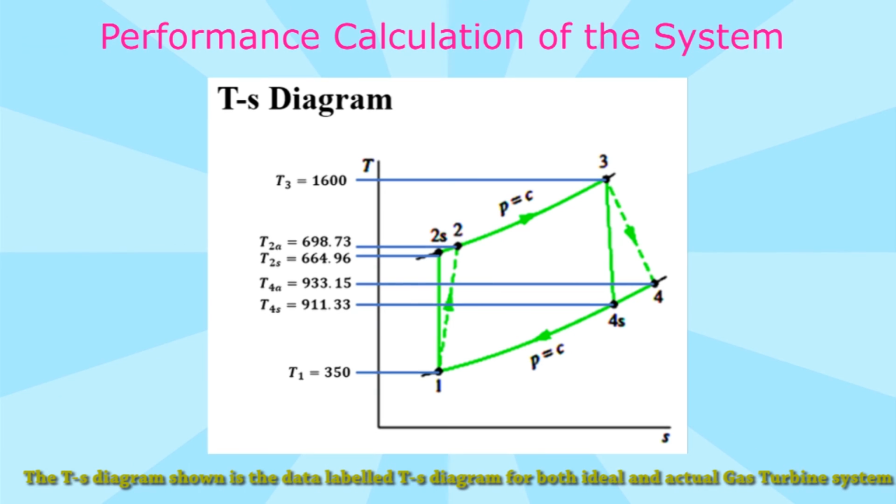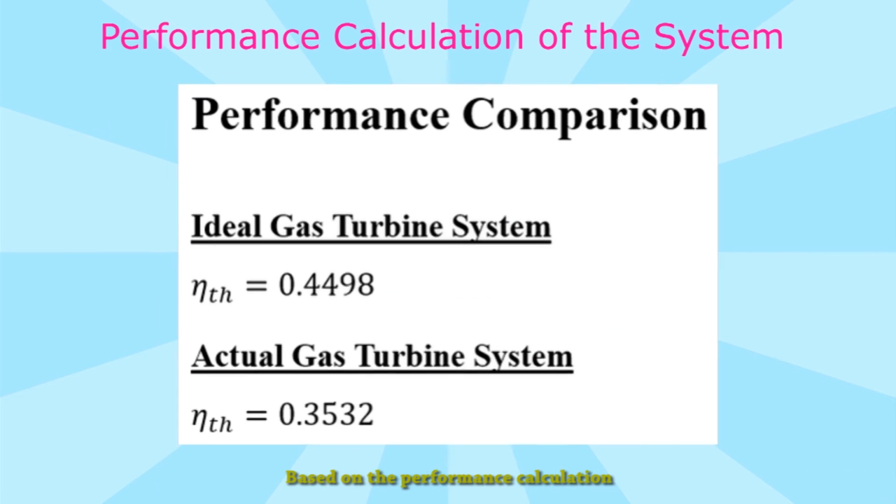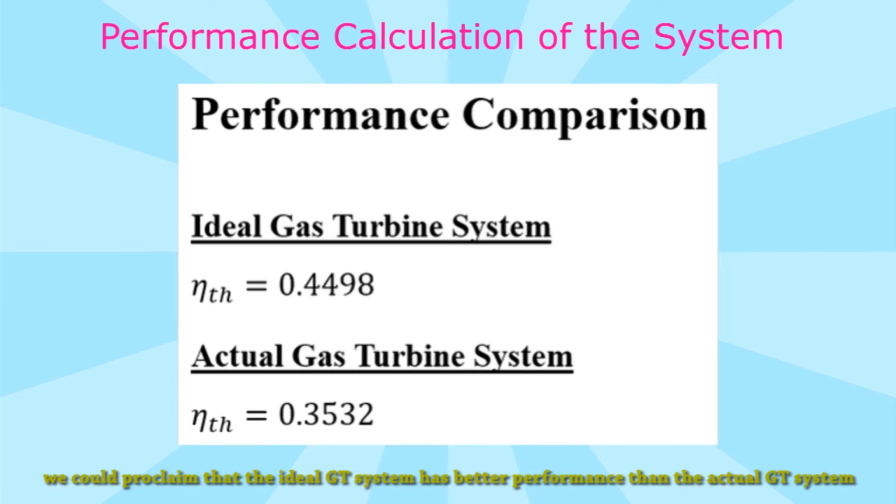The TS diagram shown is the data-labelled TS diagram for both the ideal and actual gas turbine systems. Based on the performance calculation, we could proclaim that the ideal gas turbine system has better performance than the actual gas turbine system.